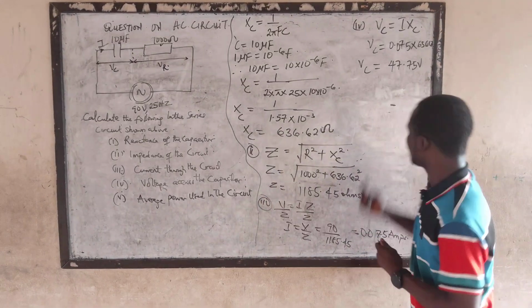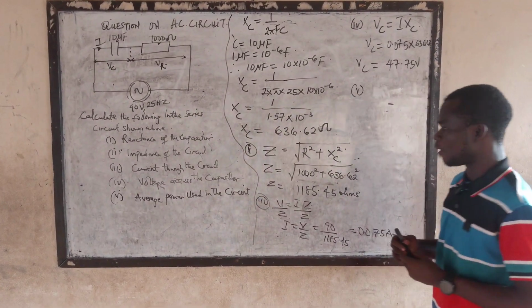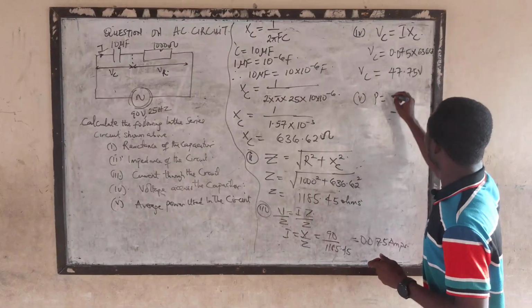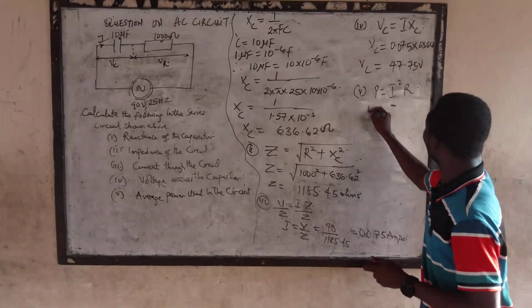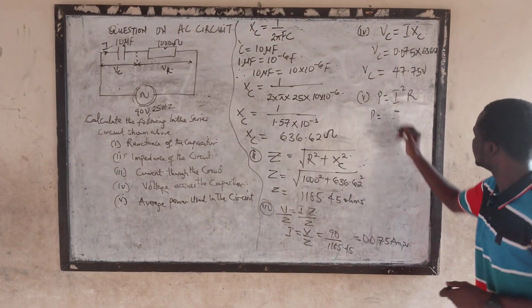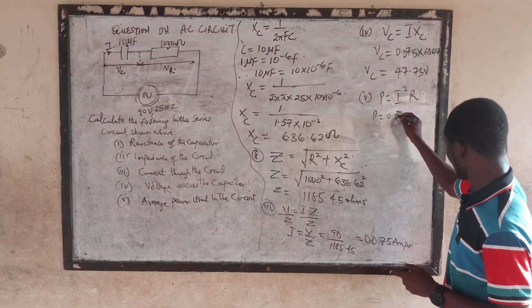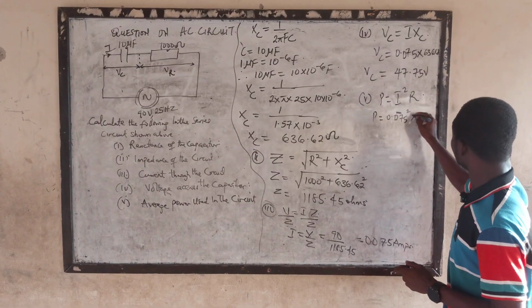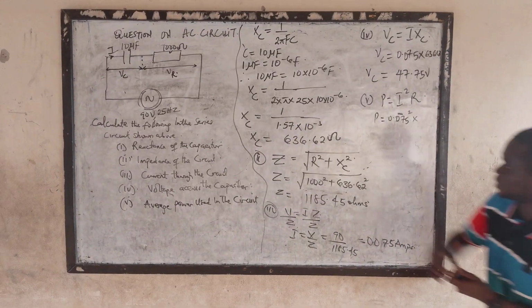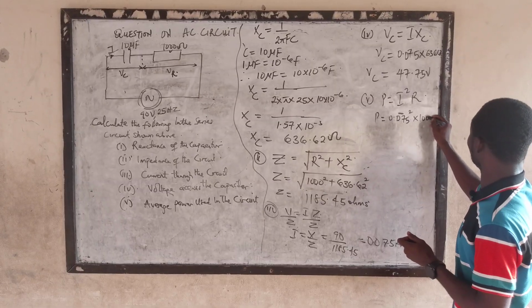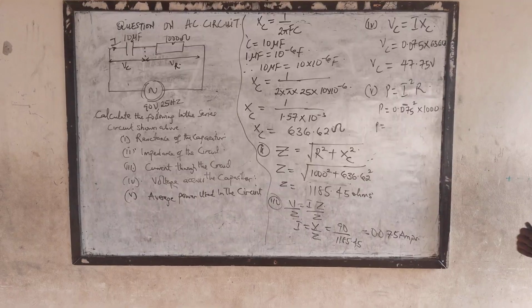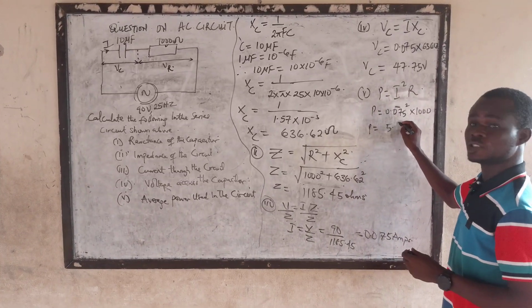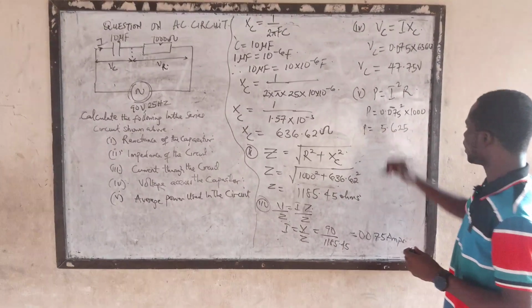Now let us find the average power. What is the formula for average power? That is P equals I squared R. Then P equals, what is my current? That is still the same, 0.075 squared, times my resistor, which is 1000. Then my power, the final answer, equals 5.625. What is the unit for power? That is watts.